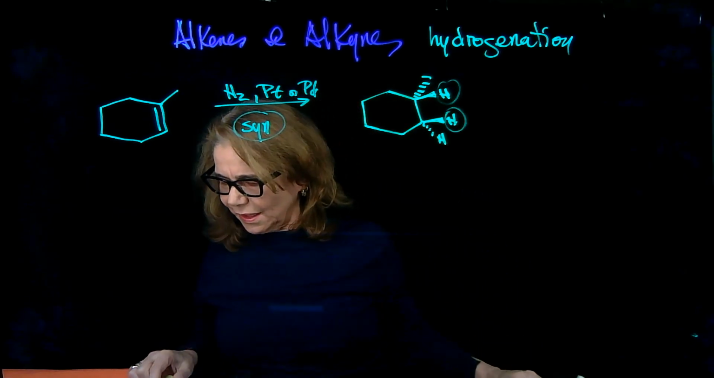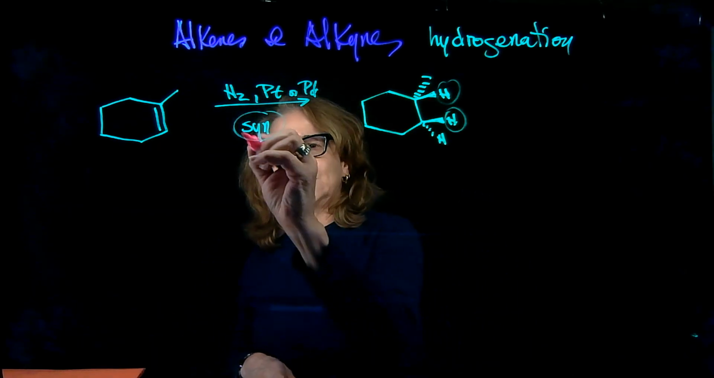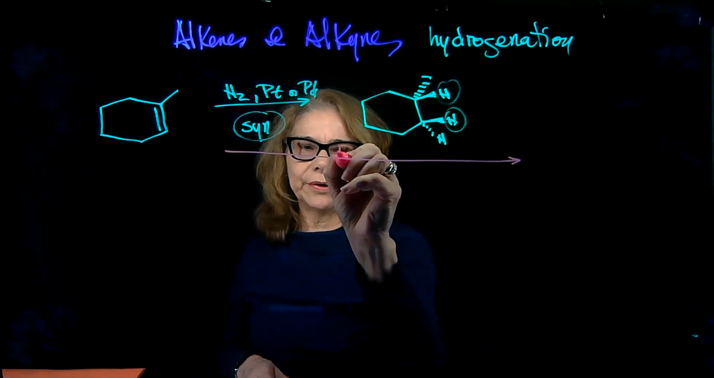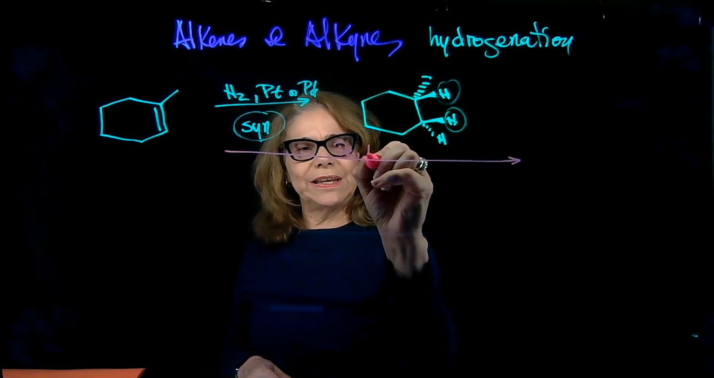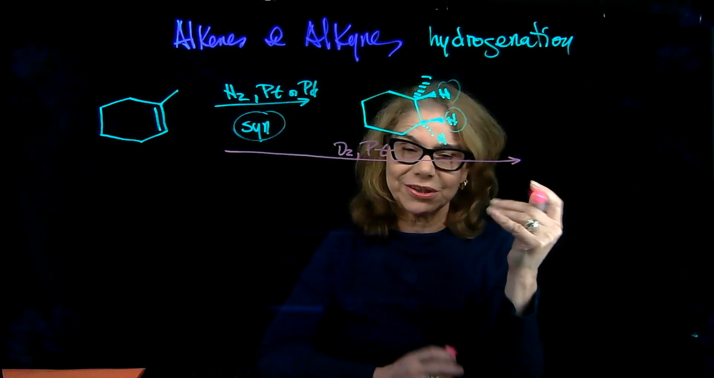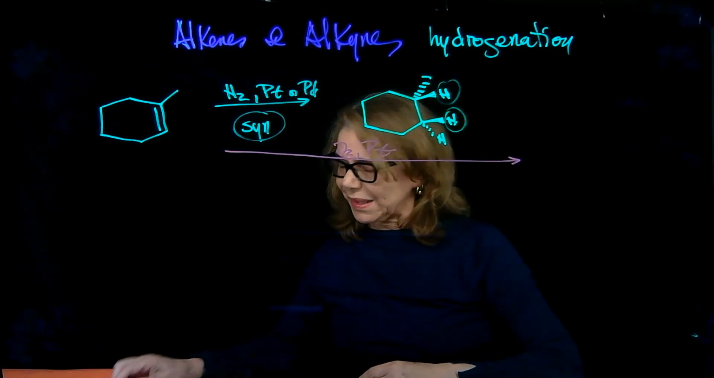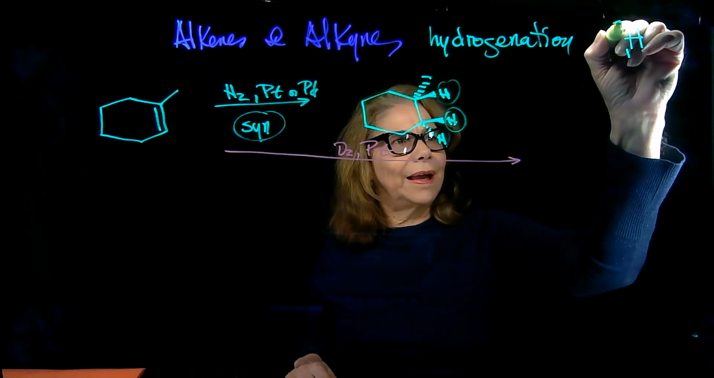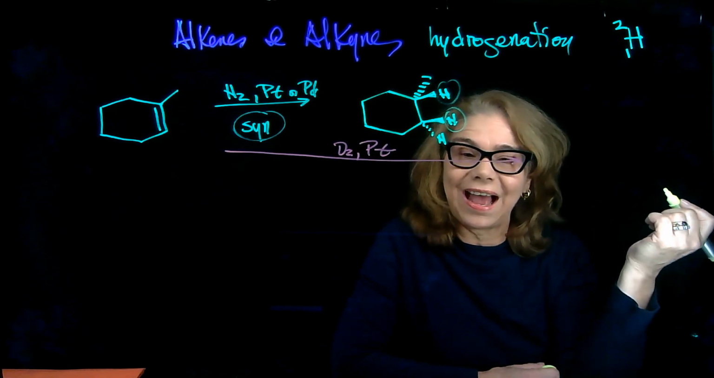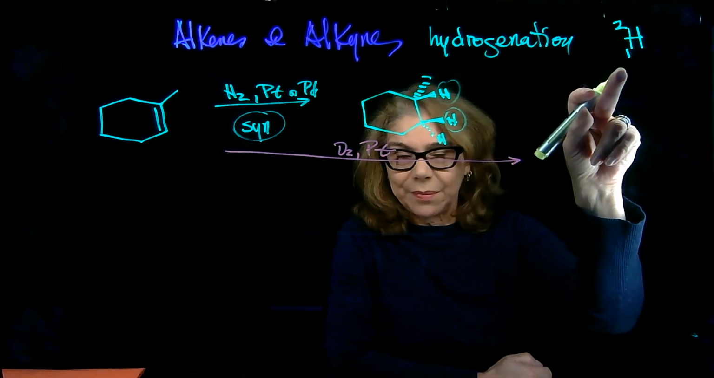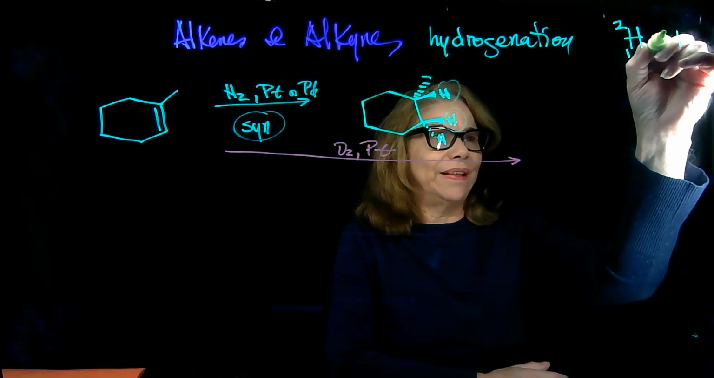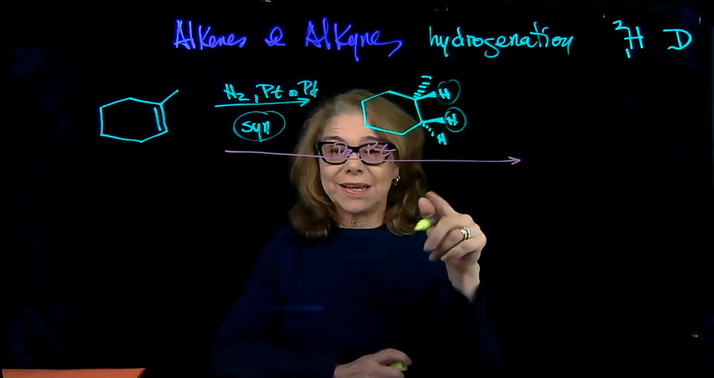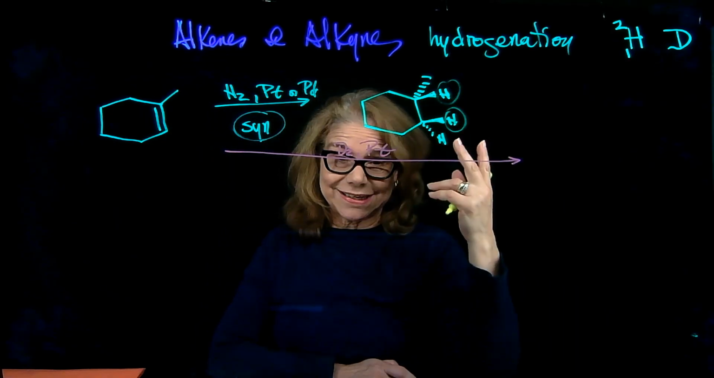Let's say that instead of doing this with hydrogen, I'm using deuterium. And let's say that I'm using platinum. So the reaction is the same, it's a hydrogenation. Remember that deuterium is a heavier isotope of hydrogen, so the same atomic number but double the mass. We represent it with a D. It will react exactly the same. It will add to the double bond, and it's a syn addition.